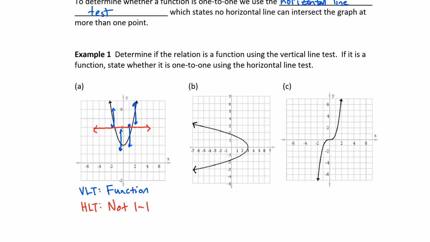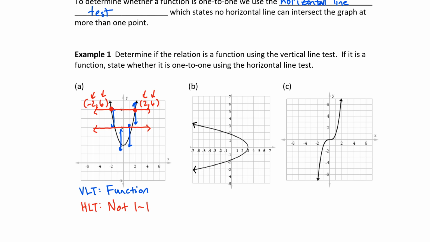So let me see if I can find a point that's a little clear here so I can label those ordered pairs. Notice right here, the ordered pair on the graph is (2, 6), and the ordered pair here is (-2, 6). So notice we have one y with more than one x. So the x is not unique for 6. Therefore, it is not one-to-one. It is a function because it passes the vertical line test, but it is not a one-to-one function because it does not pass the horizontal line test.